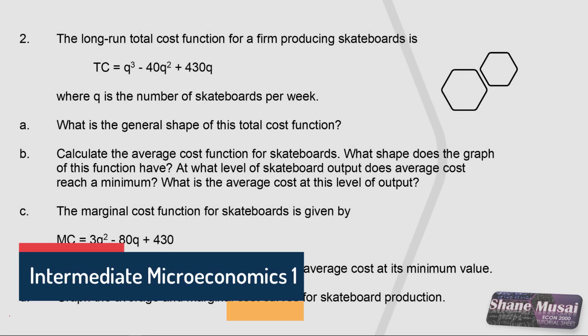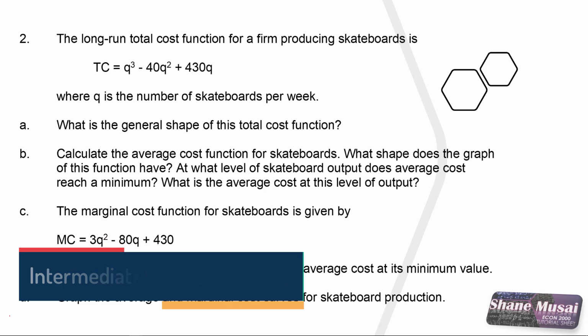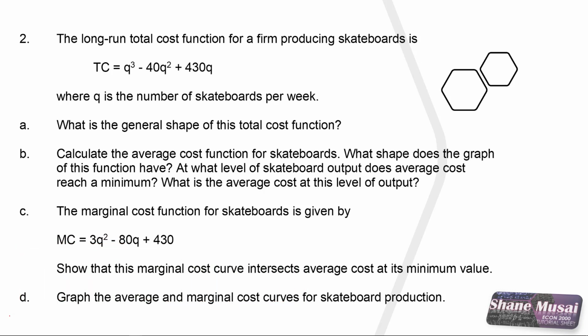Now we are at question 2 in tutorial sheet 3, and this question says that the long-run total cost function for a firm producing skateboards is given by total cost is equal to q cubed minus 40q squared plus 430q, where q is the number of skateboards per week. Part A says, what is the general shape of this total cost function? Well, the general shape of this function is a cubic cost function, but don't worry, we will not ask you to sketch a cubic cost function.